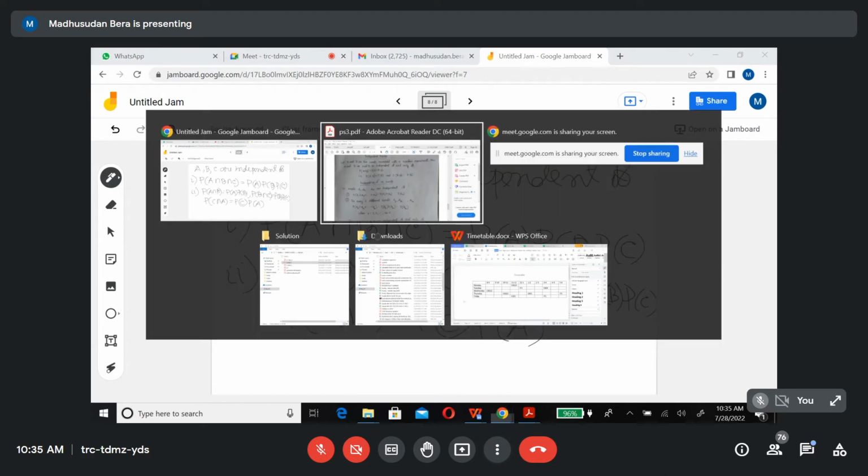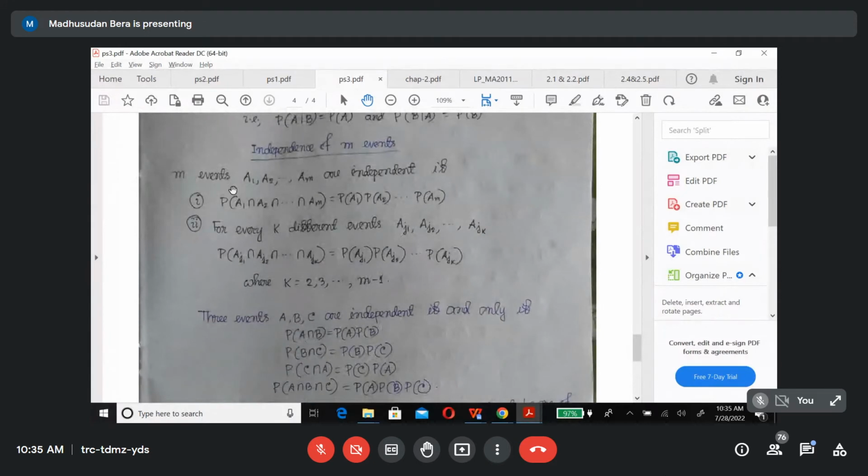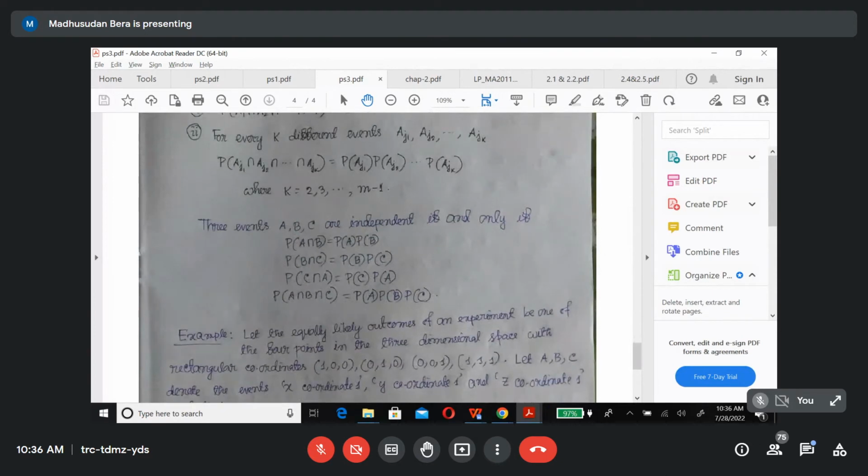And for m number of events, what is the definition? If we take the intersection of all the events, then the probability will be the product of their individual probabilities. And for any k different events, if we take any k different events, where k lies between 2 and m minus 1, then the probability of their intersection equals the product of their probabilities. So three events are independent if and only if, taking two at a time, P(A intersection B) is P(A) P(B), P(B intersection C) is P(B) P(C), P(C intersection A) is P(C) P(A), and three at a time, this one. Okay. One example is given.